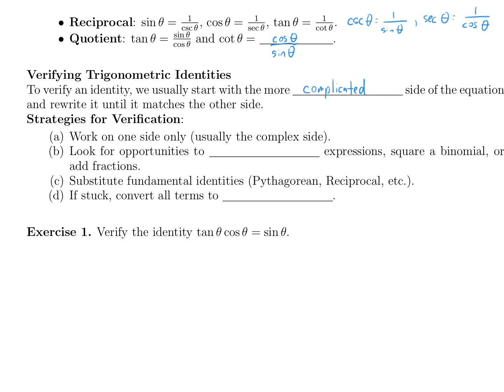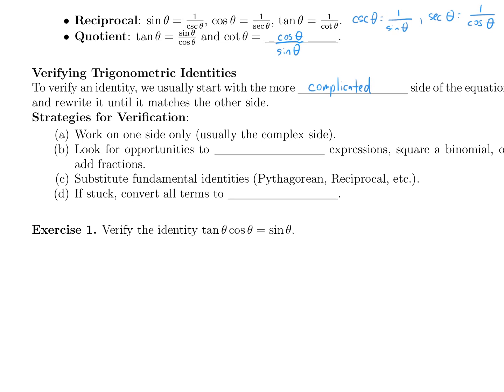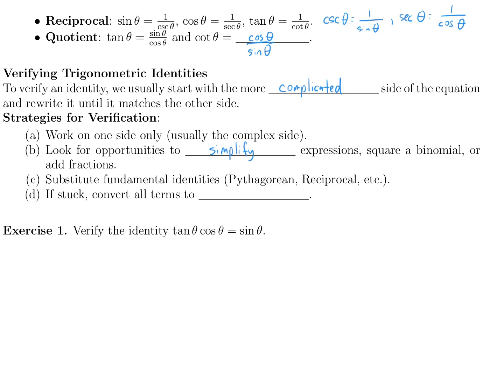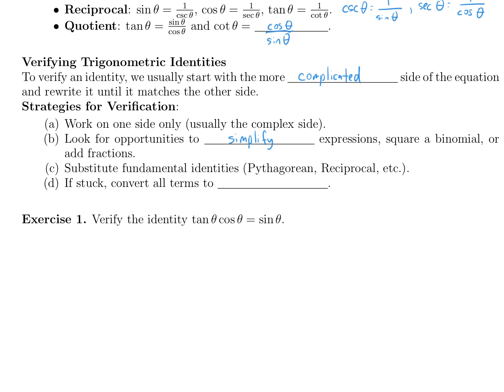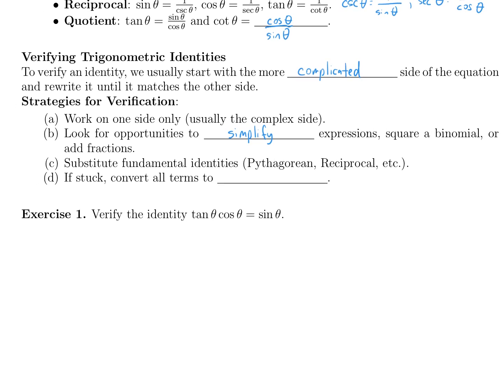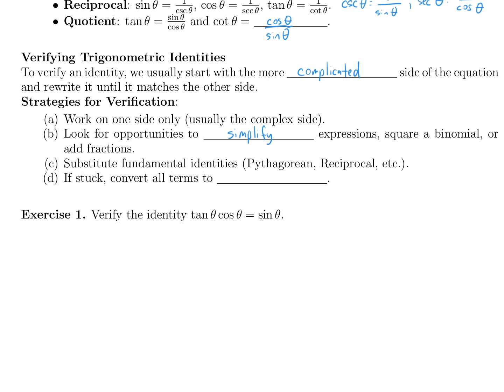You want to look for opportunities to simplify expressions. So let's write that, simplify. Square a binomial, or factor trinomials, or add fractions. There's different things that you can do to simplify expressions that you will see will come up. And you definitely want to substitute fundamental identities such as the Pythagorean identities, the reciprocal identities, the ones that we just went over. If you get stuck, it's recommended that you convert all terms to sine and cosine. Usually that will help. So let's take a look at our first identity.